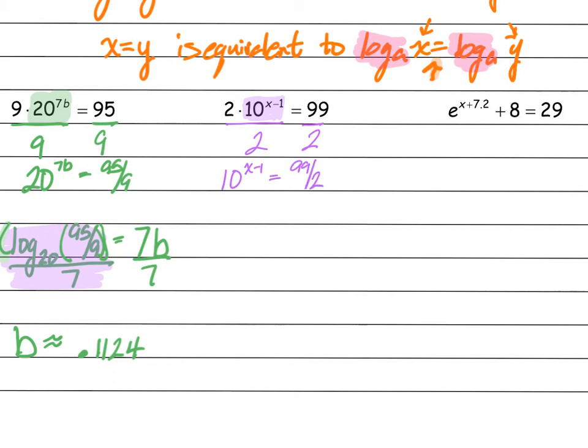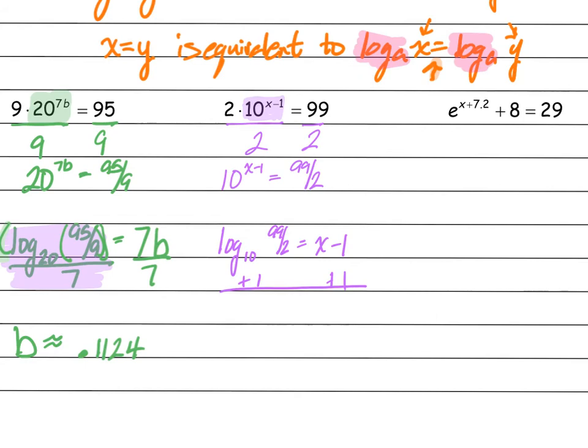Okay, now I'm going to switch it to a logarithm. So then I get log base 10 of 99 divided by 2 equals x minus 1. And then to get the x by itself, I'm going to add 1 to the others, to both sides.